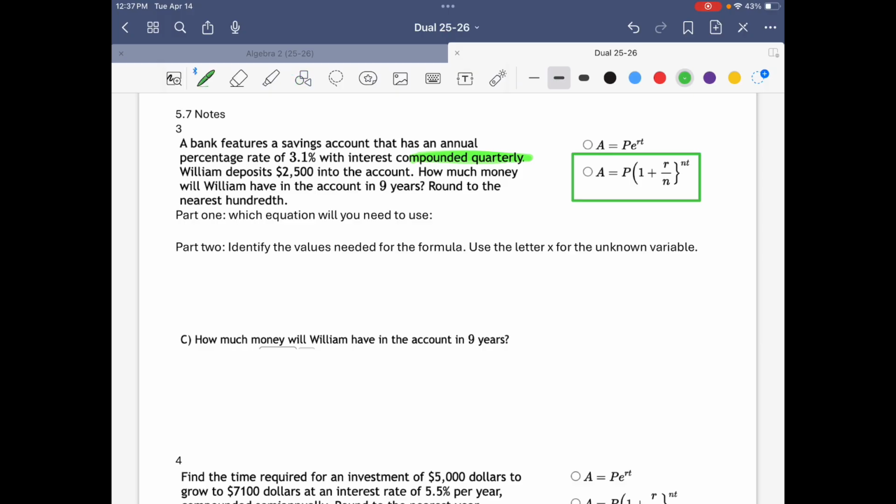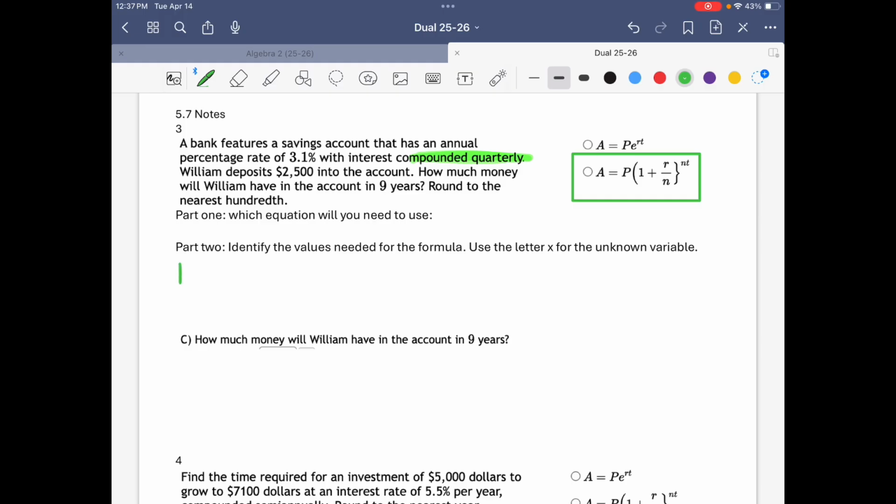William's going to deposit $2,500 into the account. How much money will William have in the account after 9 years? But what formula are you using? The one we already have written down. Part 2, identify all the variables.